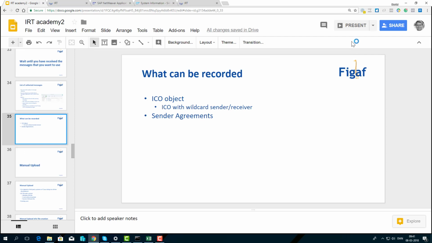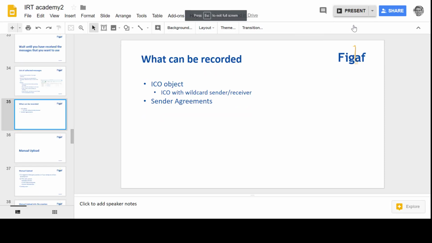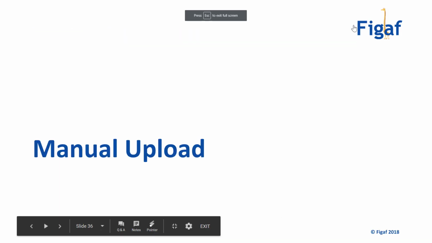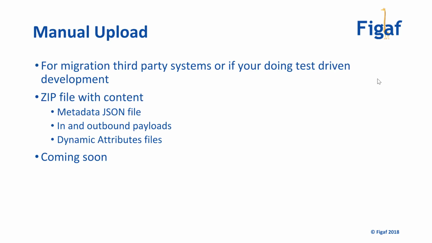So the next one is the manual upload. Manual upload is a function that enables you to take test messages you have downloaded from some other system, and use it as a way of collecting the data and uploading them in one go. So, third-party migration: if you're going from something else to PI, then you want to use this.